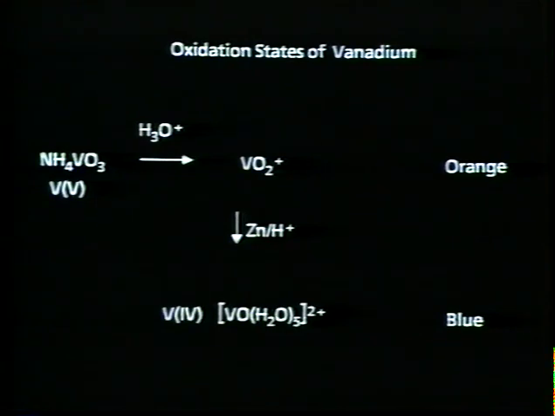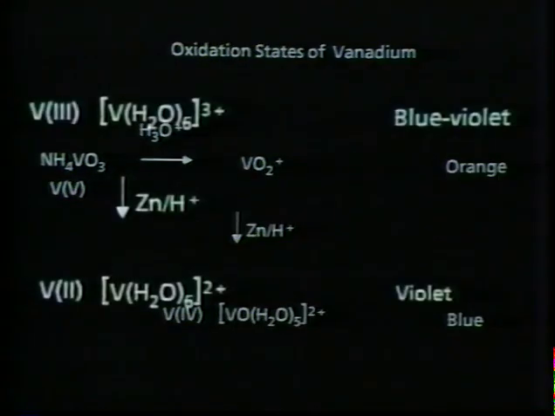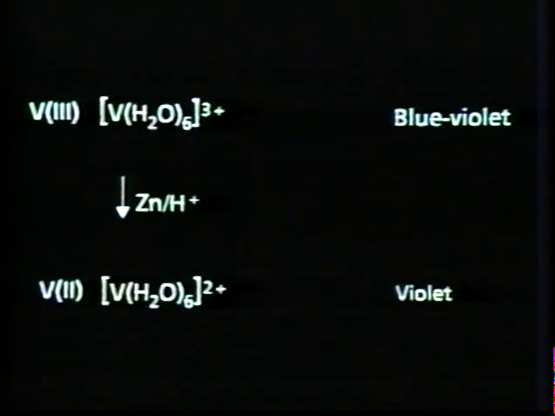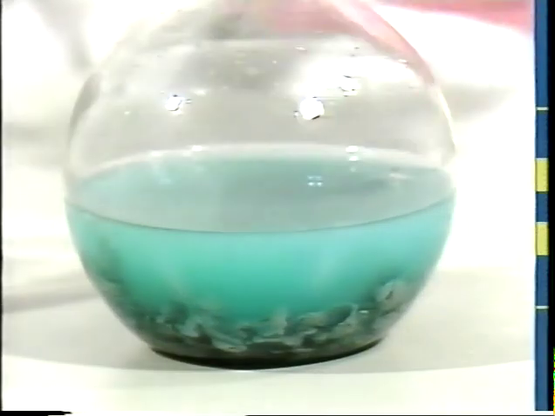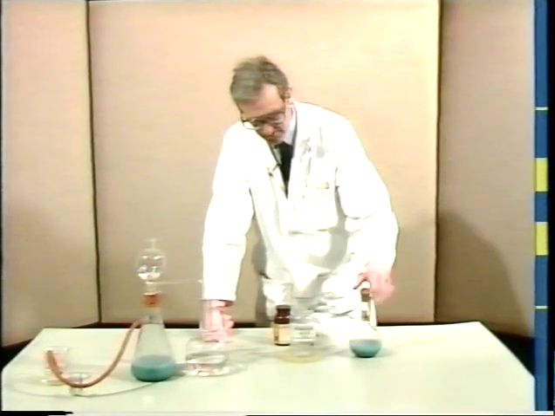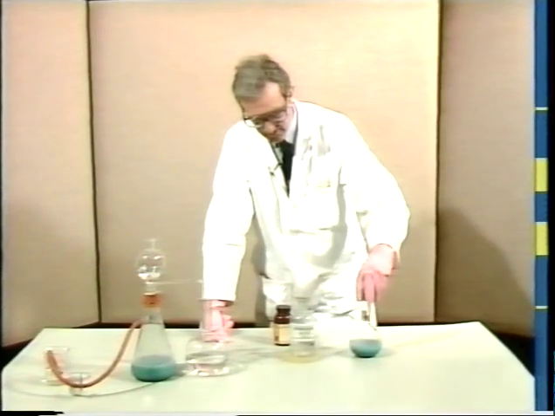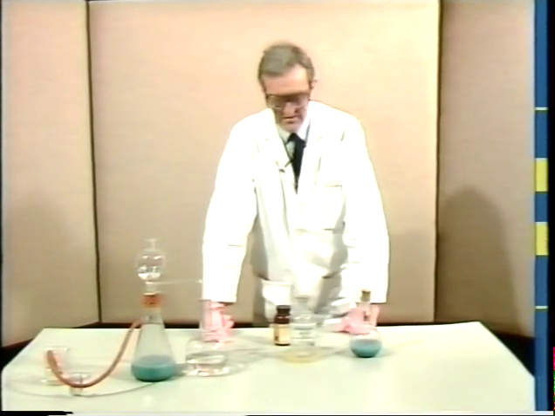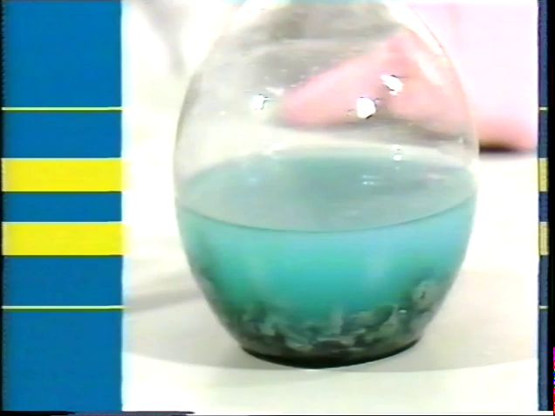But if we have a high concentration of chloride ion, then just as we had with chromium, we shall have a green colour because we shall have chloride ions substituted into the coordination sphere. So we'll leave that experiment going. It's now in the vanadium 4 state. I'll leave it corked and we'll observe that in a few moments' time.